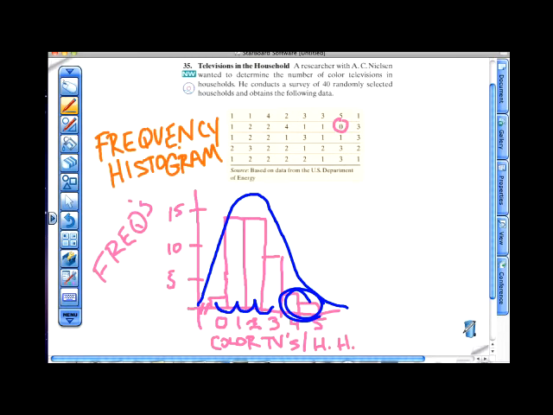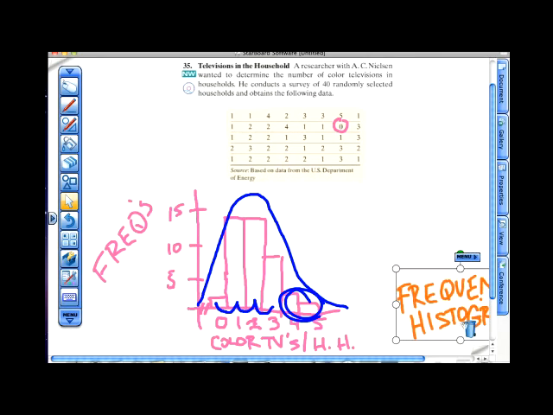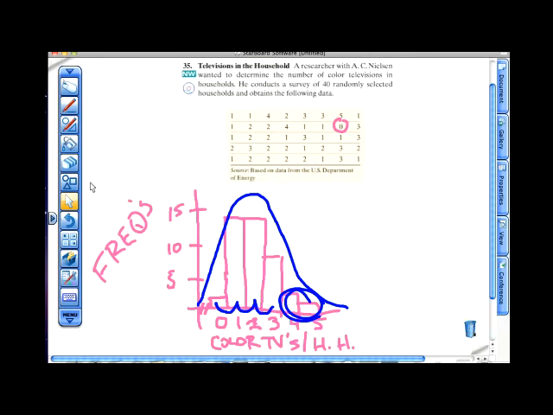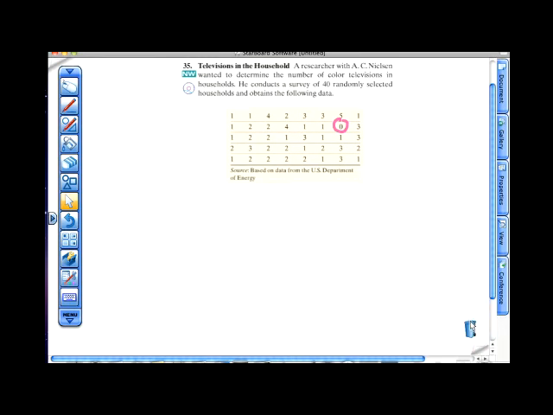Actually, I'll just do it on this page. So I was going to go back and find a blank page, but oh well. Okay, there we go. So the different shapes of distributions that I'm going to require you to know.